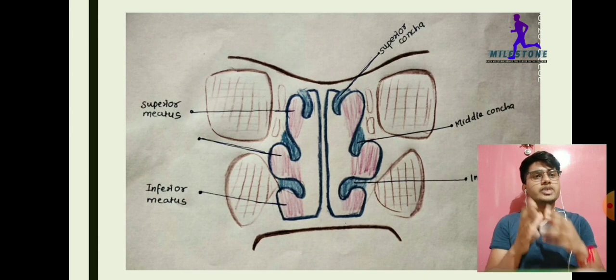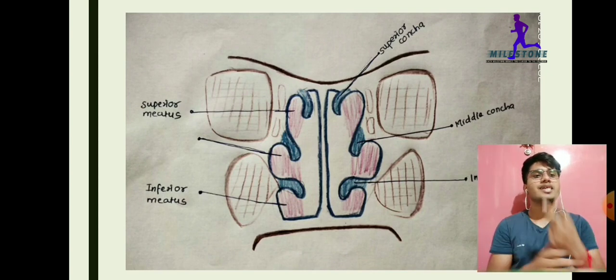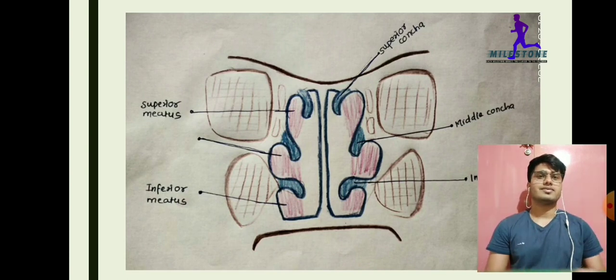मतलब ये जो maxillary sinus है वो सिर्फ दो ही है, दो साइड में दो maxillary sinus. So the total number of maxillary sinuses is 2. They are not multiple like the ethmoidal sinus. So remember this fact. Now let's go further.